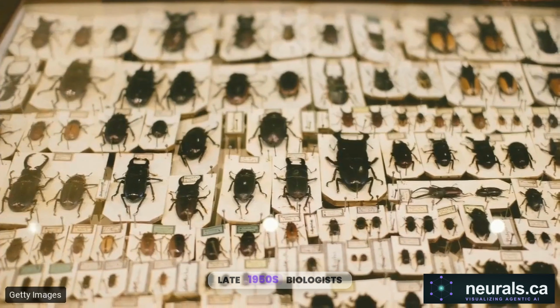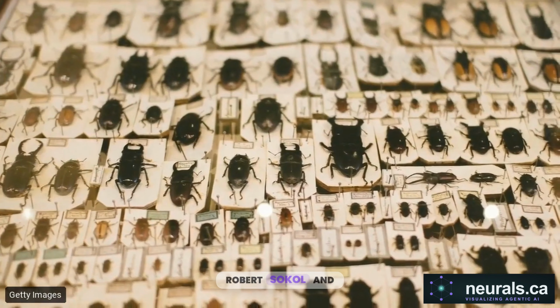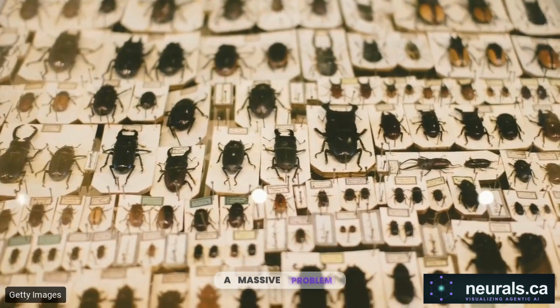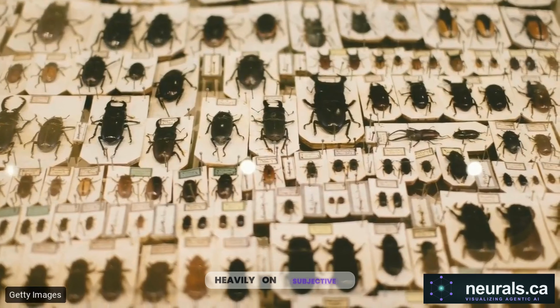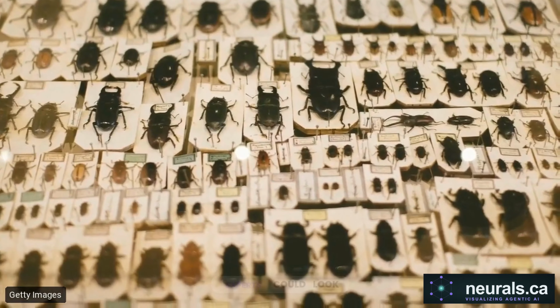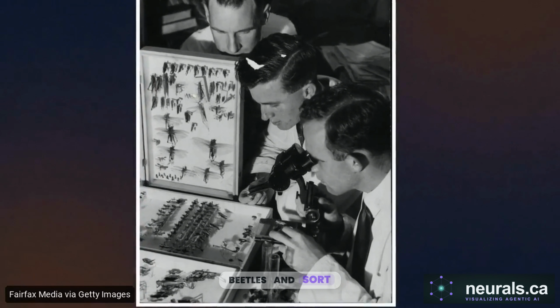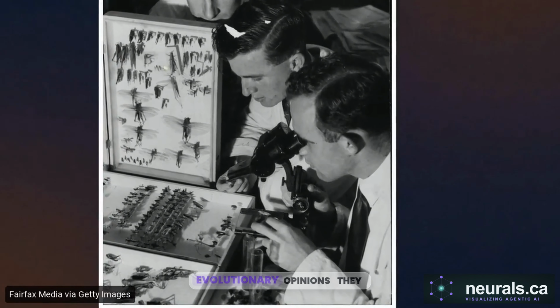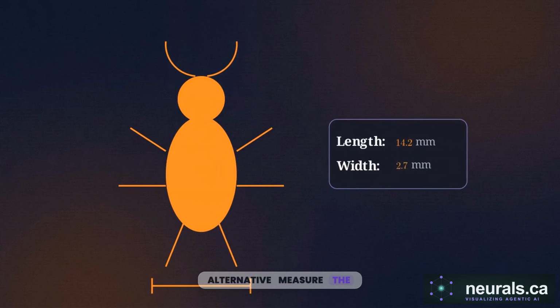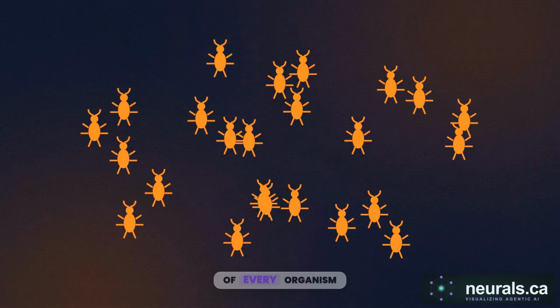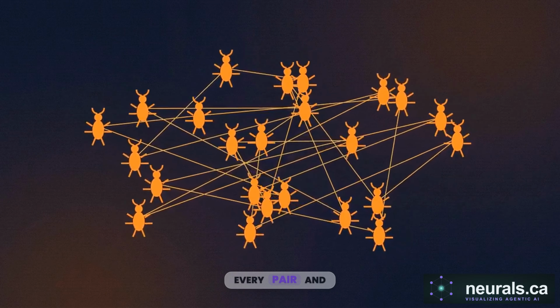In the late 1950s, biologists Robert Sokal and Peter Sneath faced a massive problem. The way scientists classified organisms relied heavily on subjective human judgment. Two experts could look at the same beetles and sort them differently based on their own evolutionary opinions. They proposed a radical alternative: measure the objective physical characters of every organism, calculate a strict mathematical similarity between every pair, and let a procedural loop group them automatically.